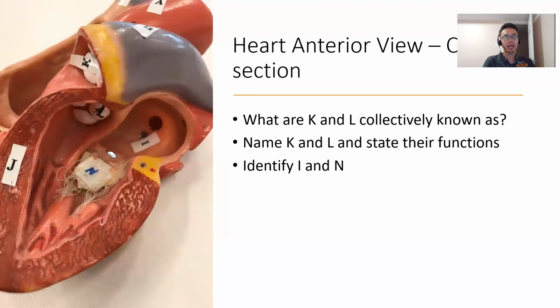What are K and L collectively known as? So K is the pulmonary semilunar valve, and L is the aortic semilunar valve. So collectively, they are known as the semilunar valves.